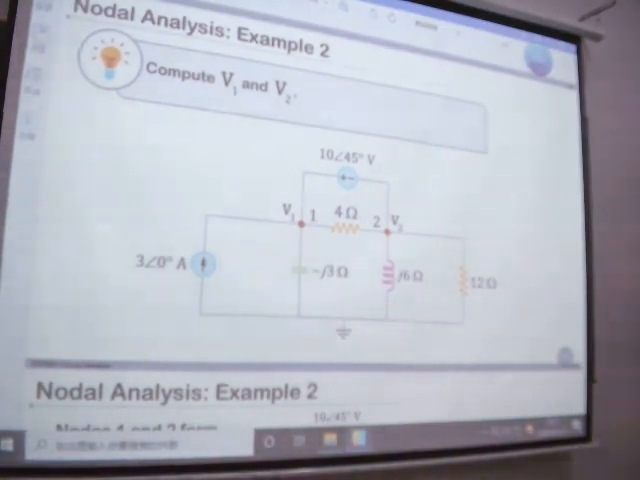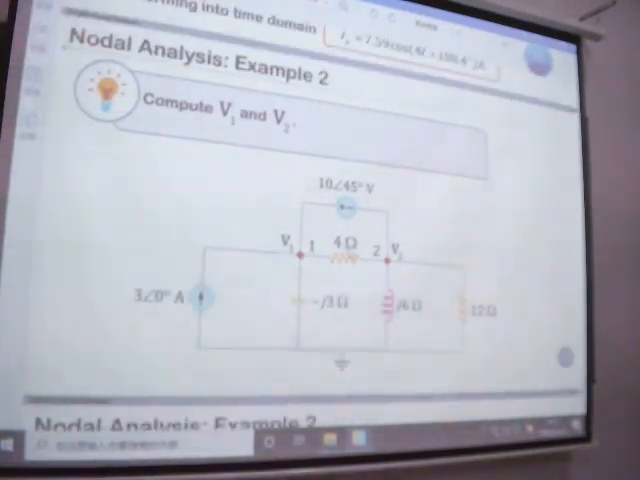Now I think this circuit has already been transferred to the frequency domain, so we don't need to repeat step 1. We just need to solve this one. Okay, come on, solve it by yourself. Select the reference node here, and node 1 and node 2. For this example, I ask you to use the shortcut because we don't have a dependent source inside.